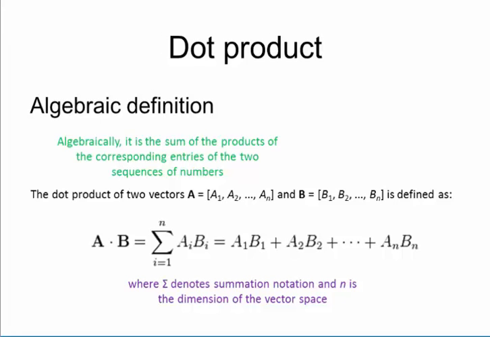Algebraically, please guys do stop me if there are any comments or anything like that. It's absolutely fine. Algebraically, it is the sum of the products of the corresponding entries of the two sequences of numbers. So if you have the dot product of two vectors, a = a1, a2, dot, dot, dot to an, and b is equal to b1, b2, dot, dot, dot, bn.